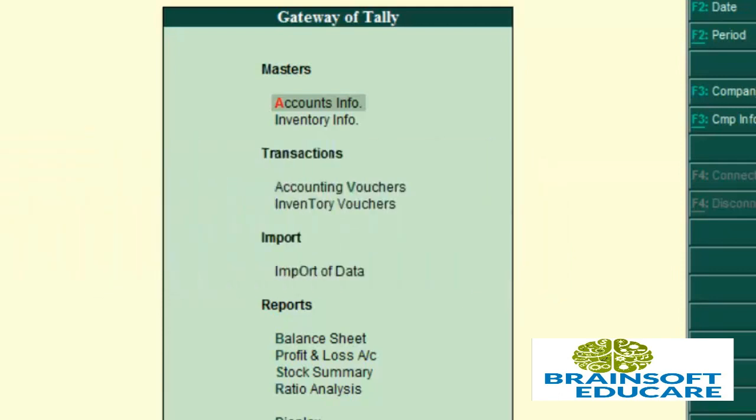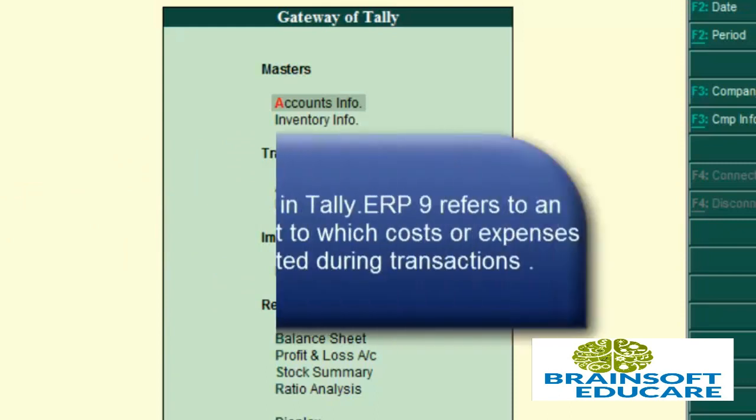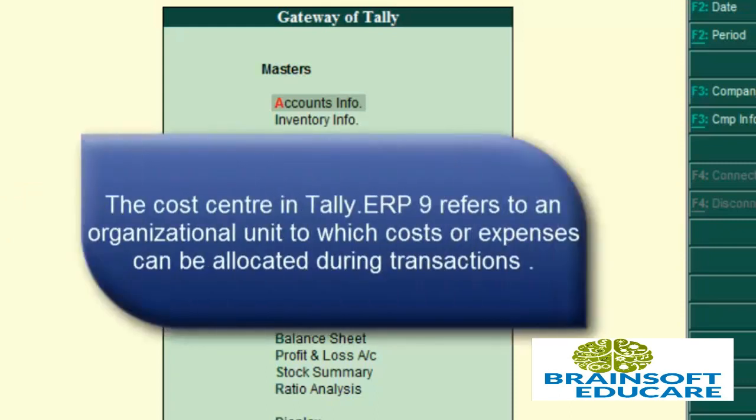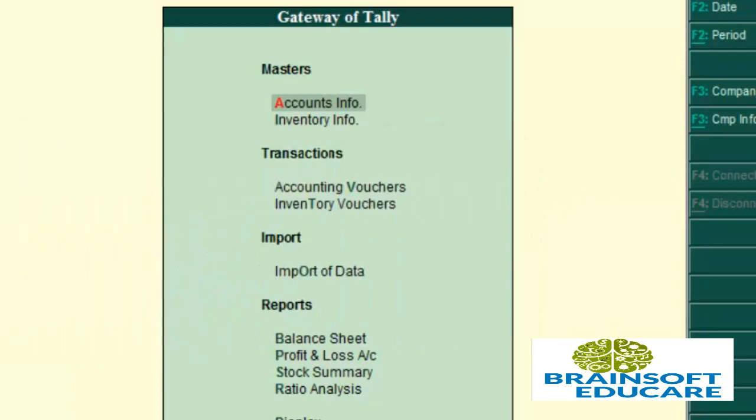Cost center in Tally.ERP9 refers to an organizational unit to which cost or expenses can be allocated during transactions, while the cost category is used to accumulate cost or profits for parallel sets of cost centers. For example, you can use cost center to track expenses of each employee, while cost category can be used to see the effectiveness of each project.